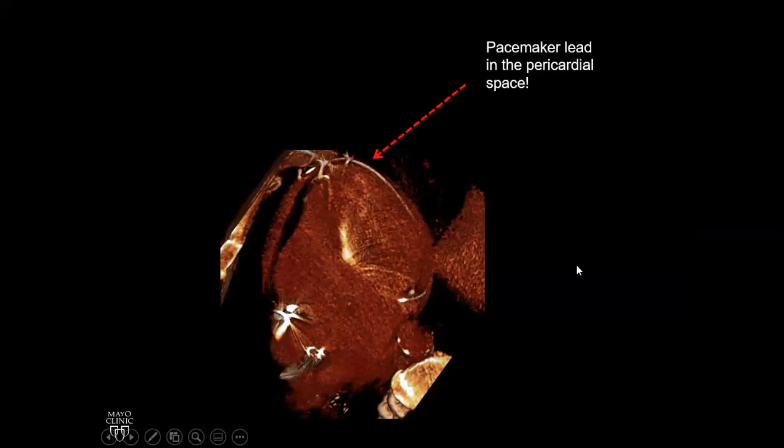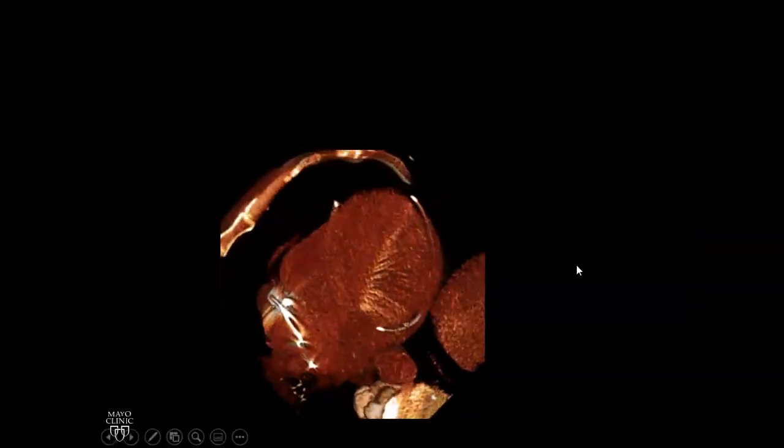Now, if we rotate this up into a sort of semi-four chamber plane, we can clearly see this pacemaker is in the pericardial space. It's sitting in the pericardial space. If we rotate around to the front, this is the lead that we want. It's not where it's supposed to be. It's supposed to be in a vein up here. It's in the pericardial space.